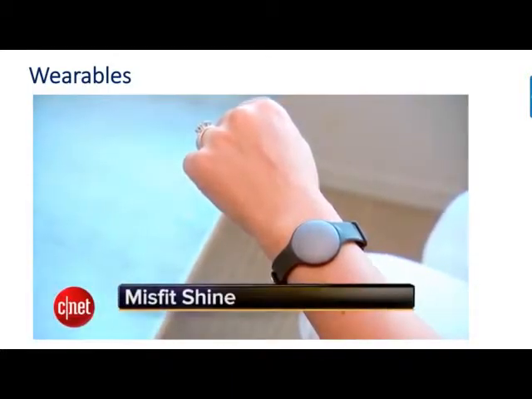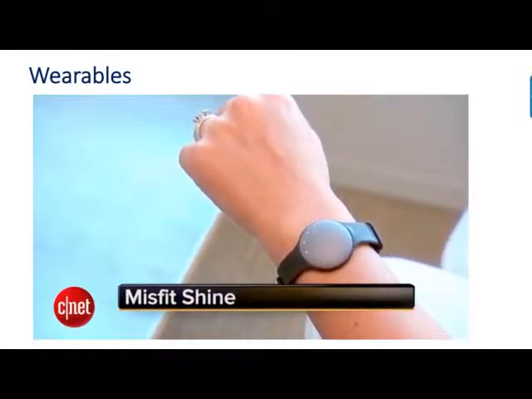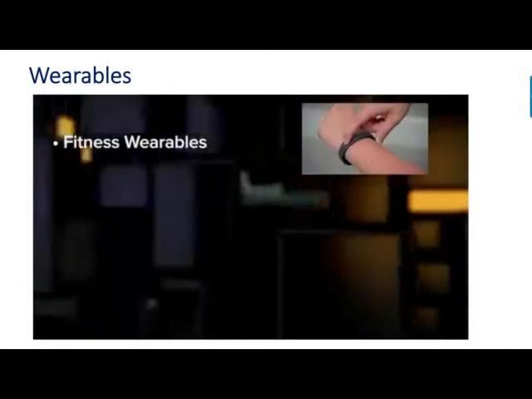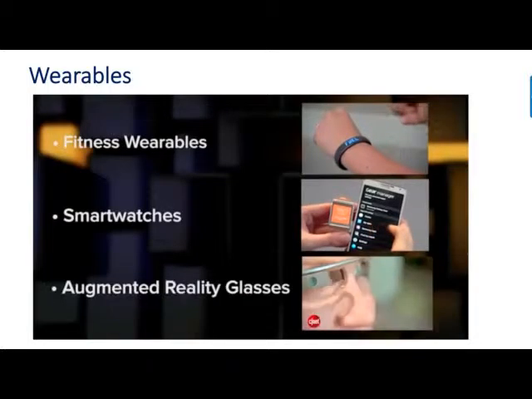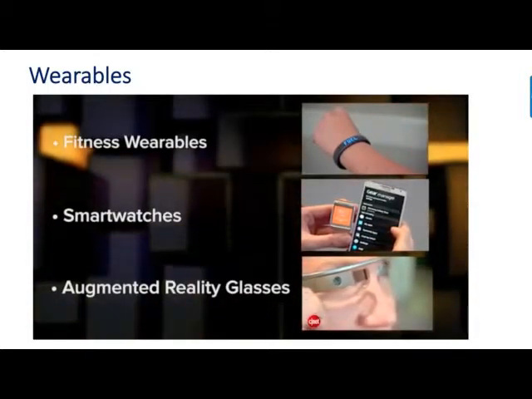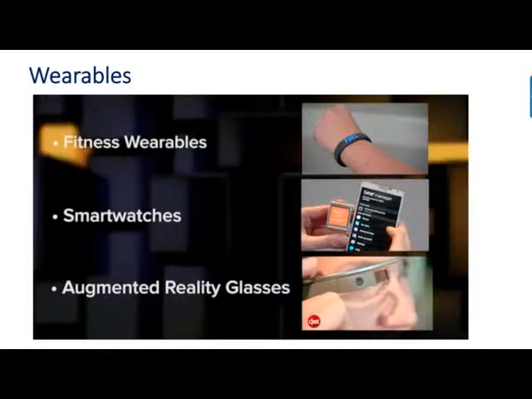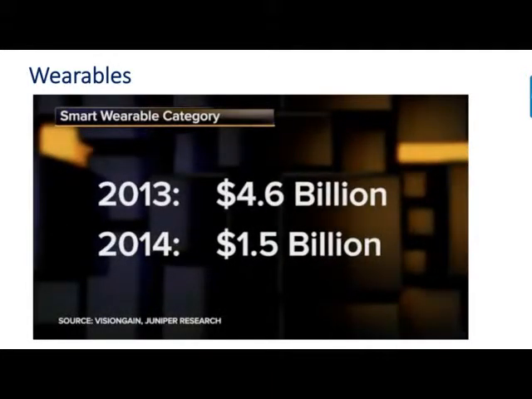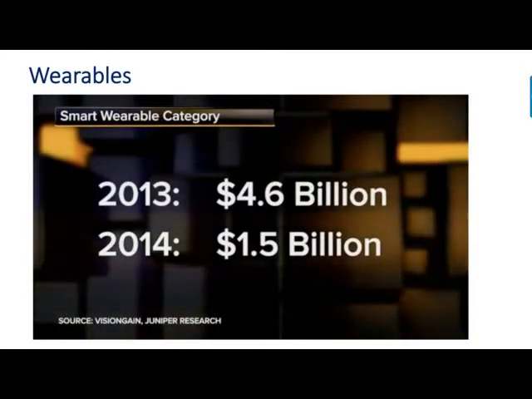The current design darling of activity monitors is the Shine from Misfit Wearables that's worn on your wrist, pocket, or as a necklace. Now, at this stage, there's a lot of gerrymandering going on as we all try and figure out what constitutes the smart wearable category. Fitness wearables, smartwatches, and augmented reality glasses all have a lot of distinctions, but also a lot of overlap. Part of that is why you'll find some wild differences in the estimates of the market size, from as much as $4.6 billion this year to as little as $1.5 billion next year.